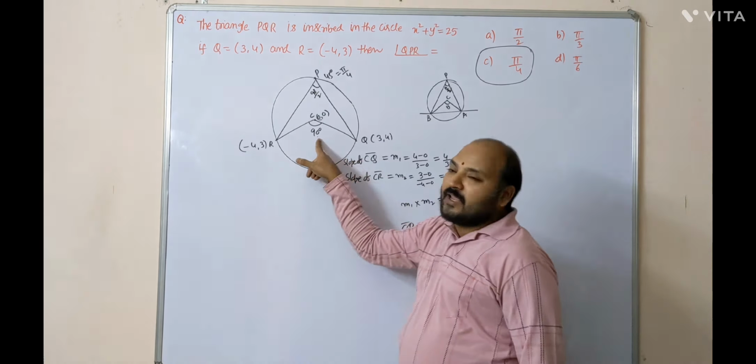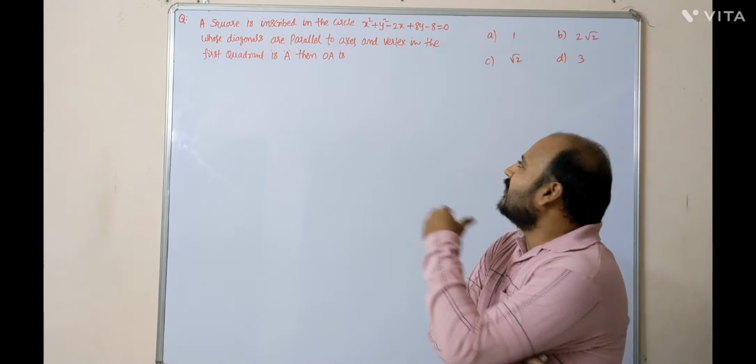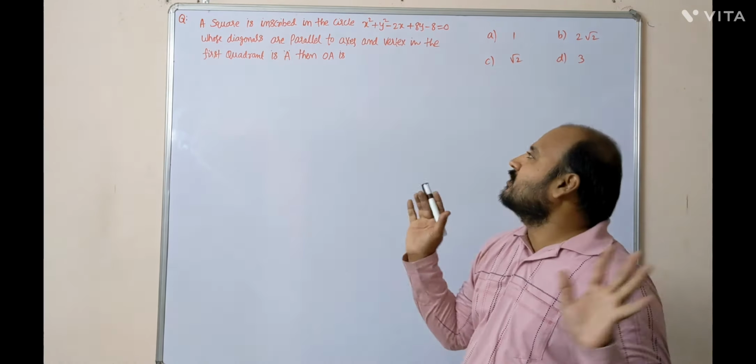The next question, dear students. A square is inscribed in a circle x square plus y square minus 2x plus 8y minus 8 equal to 0, whose diagonals are parallel to the axes and vertex in the first quadrant is A. Then OA, they are asking OA value. O means what? Origin. A value we need to calculate from the question.